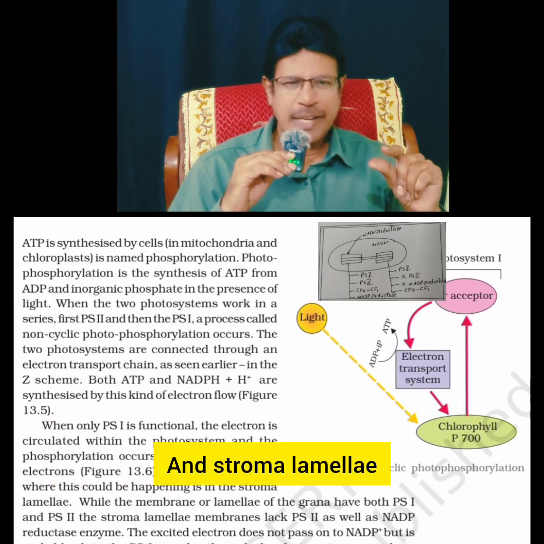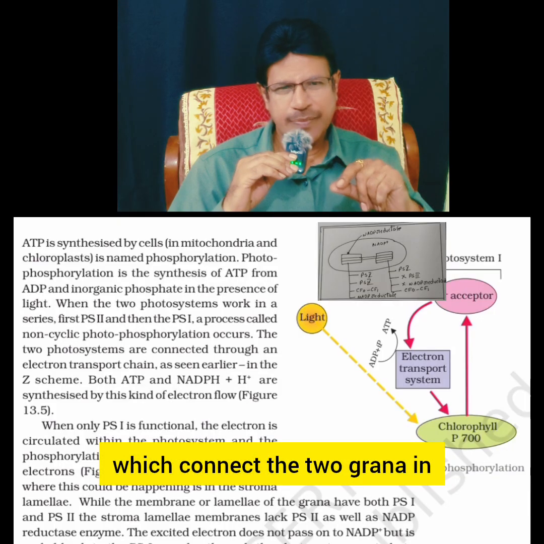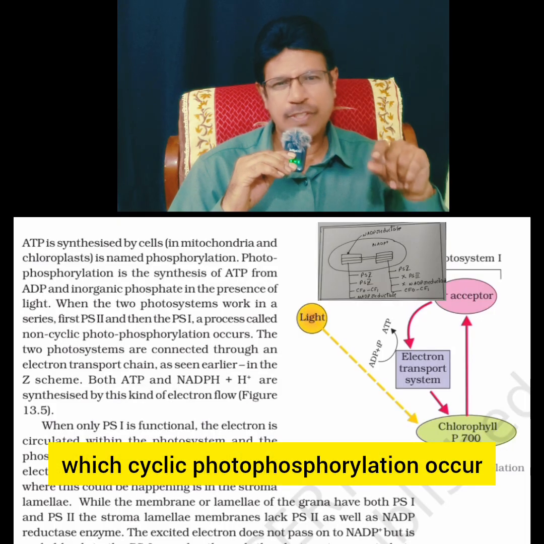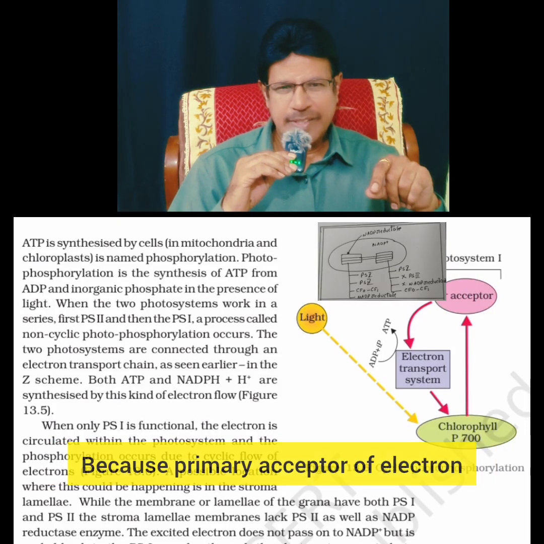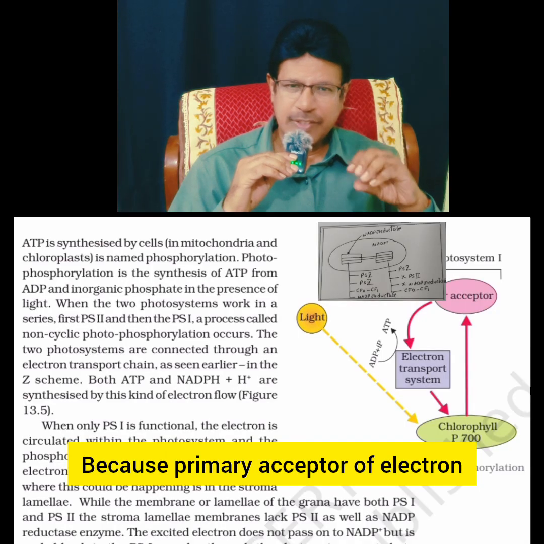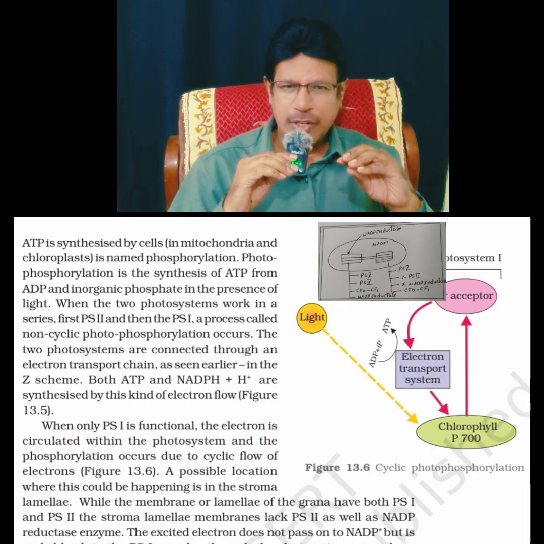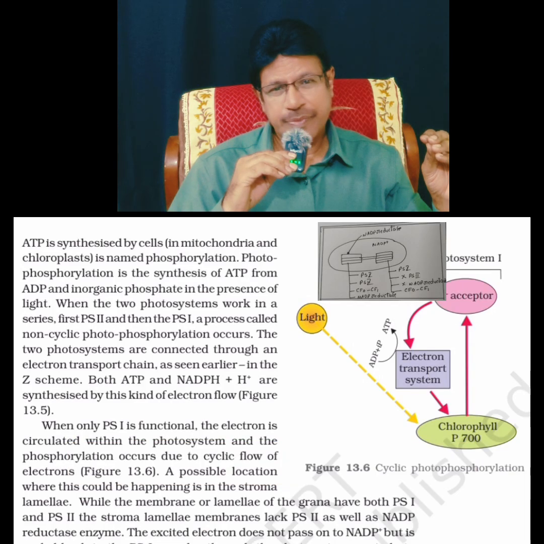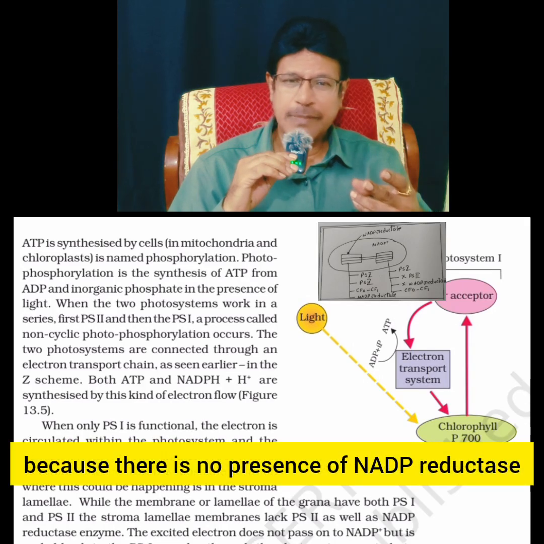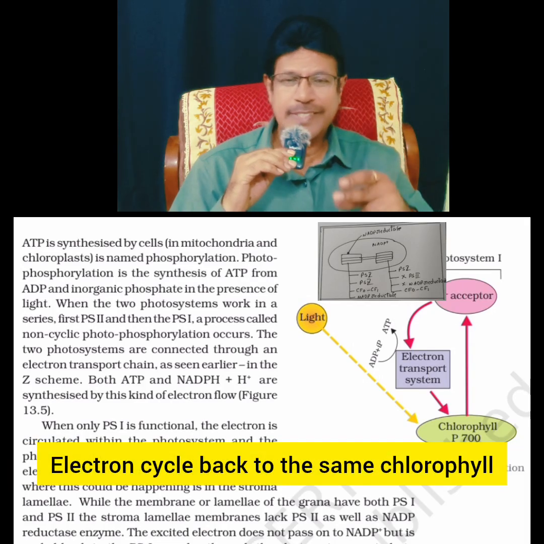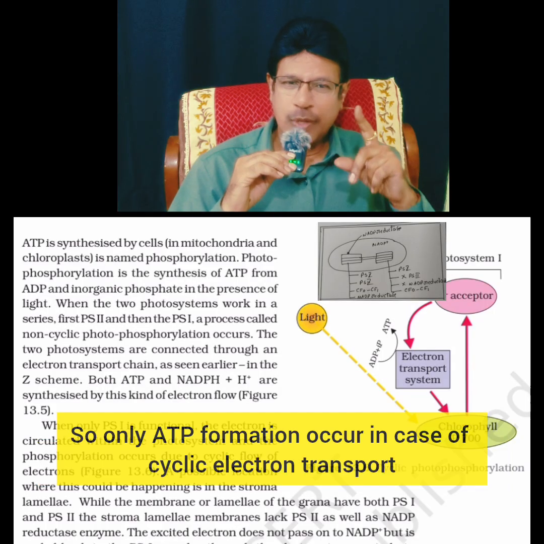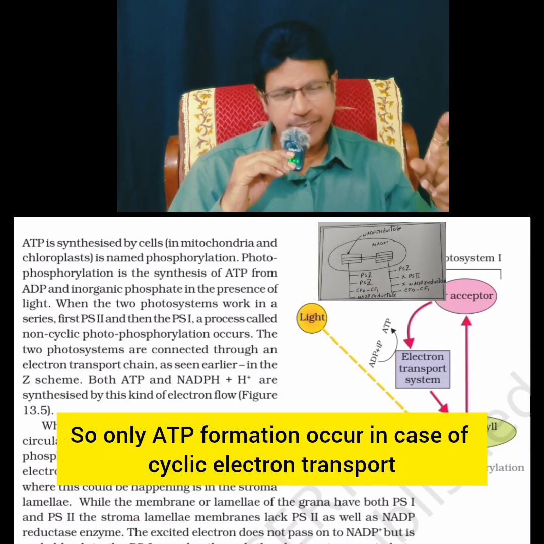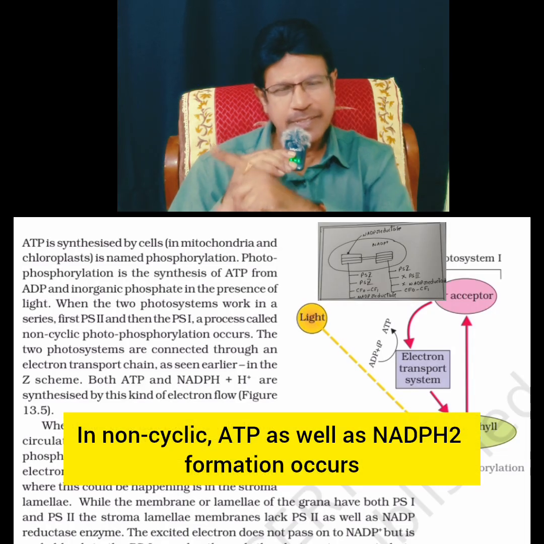And the stroma lamellae, which connect two grana, is where cyclic photophosphorylation occurs. Because the primary acceptor of electrons is now not transferred to NADP, since there is no NADP reductase, electrons cycle back to the same chlorophyll. So only ATP formation occurs in cyclic electron transport. In non-cyclic, ATP as well as NADPH2 formation occurs.